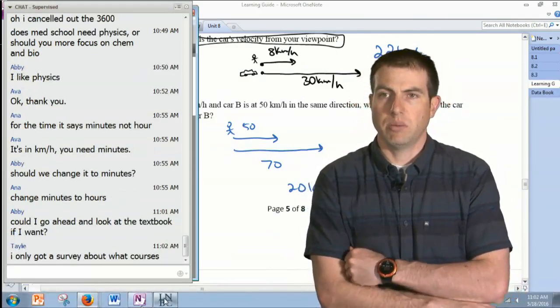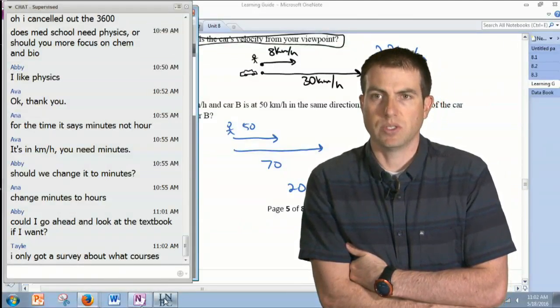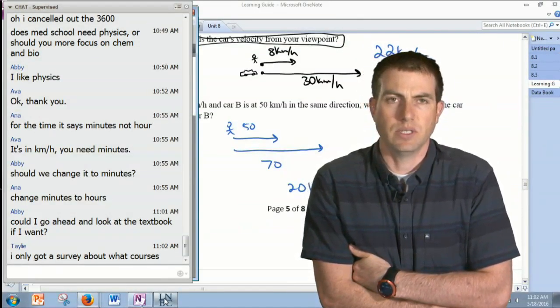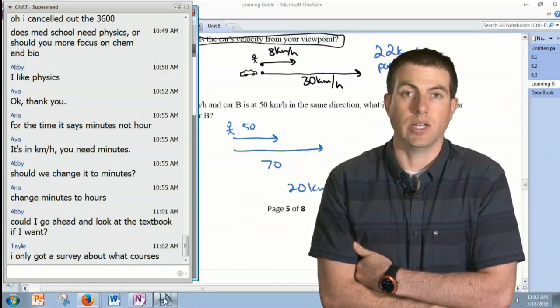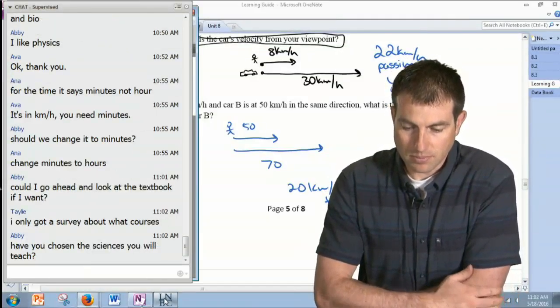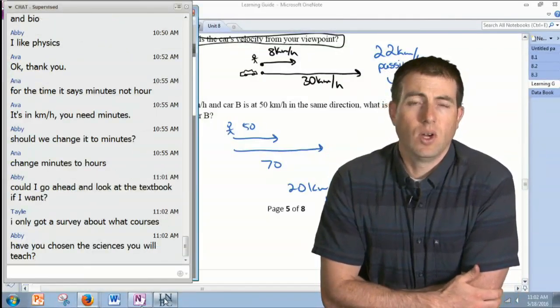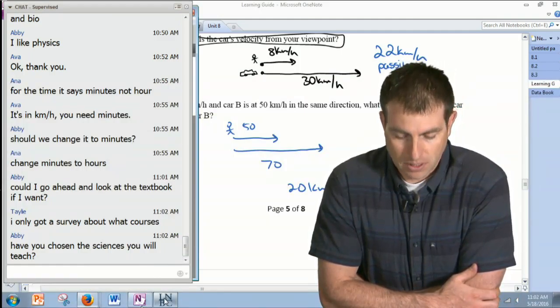I only got a survey about what courses. Yeah, that's probably all you would have received. And then you kind of filled out the little, well, there was a questionnaire. She might not have sent it out yet. There might still be more to come. So yeah, if you had any questions about that stuff, or jobs, or university prerequisites, or anything like that.